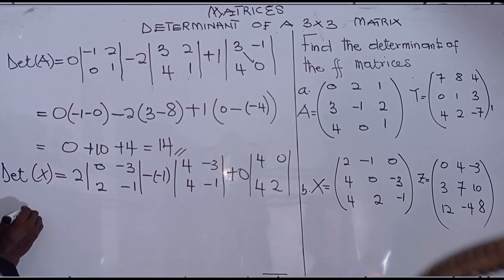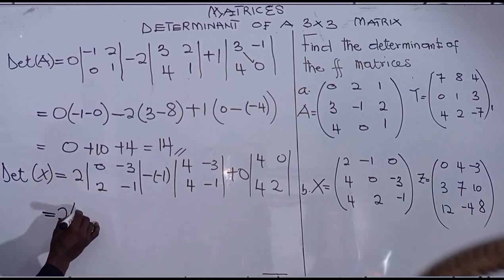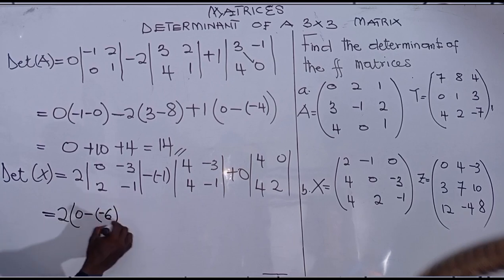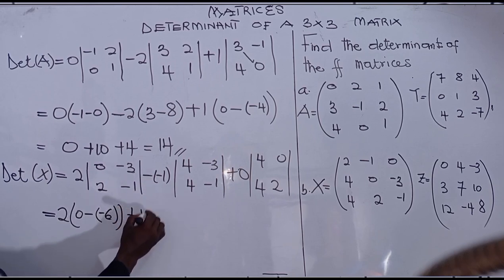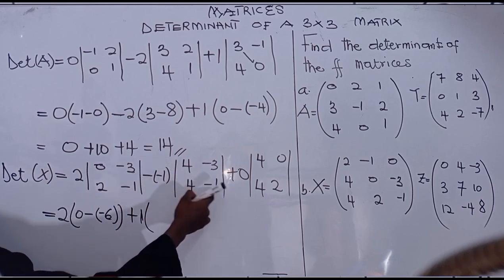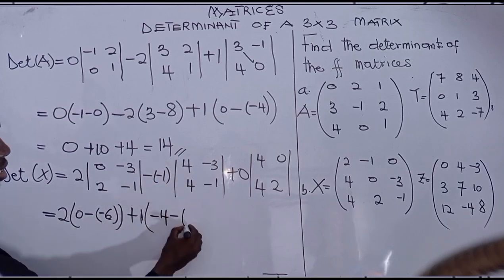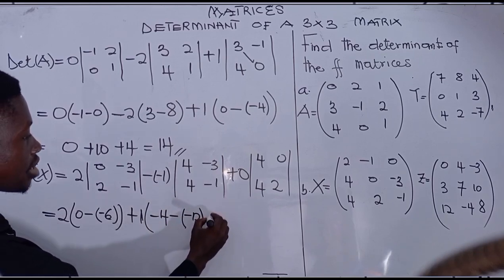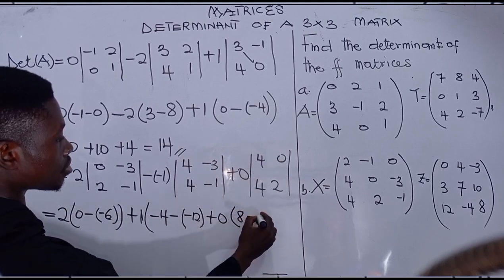So once we have this, we find what, the determinant of the square matrix. So 0 times -1 gives us 0. We have minus 2 times -3 gives us what, -6. We are done with the first one. Then we have this is going to give us +1. Then we find the determinant of that. 4 times -1 gives us -4, minus 4 times -3 gives us -12. Then we have +0. This will give us 8. This will give us what, 0.